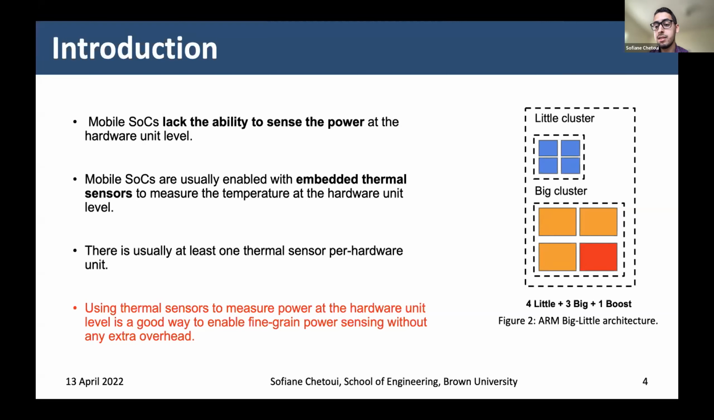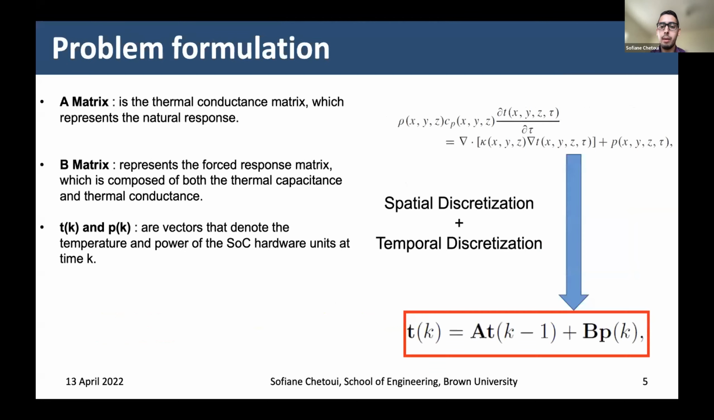However, you would find at least 8 thermal sensors, at least 1 thermal sensor per core. So the idea of this work is that using thermal sensors to measure the power at the hardware unit level is a good way to enable fine-grained power sensing without any extra overhead. And the relationship between power and temperature is described by the heat diffusion equation, which is shown on the top right of the slide.